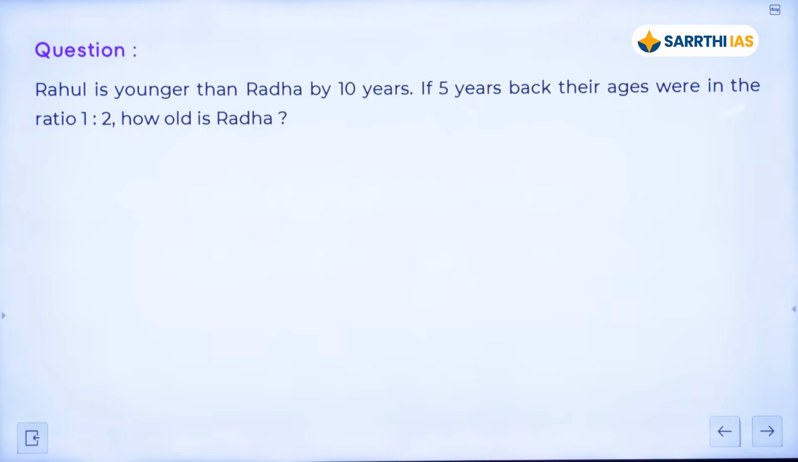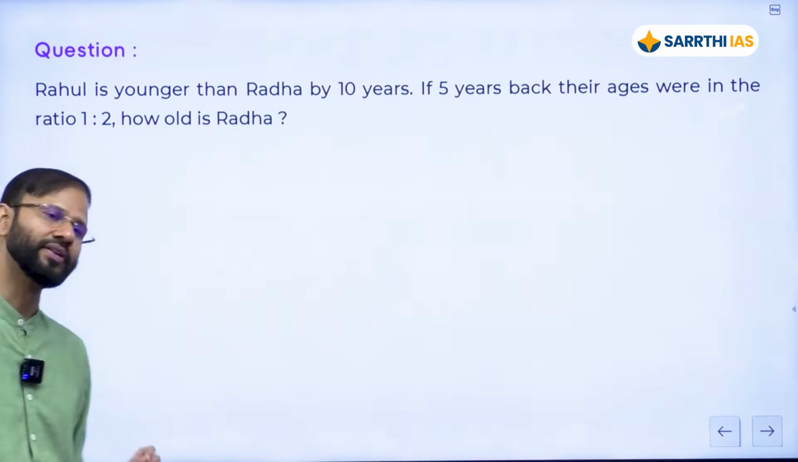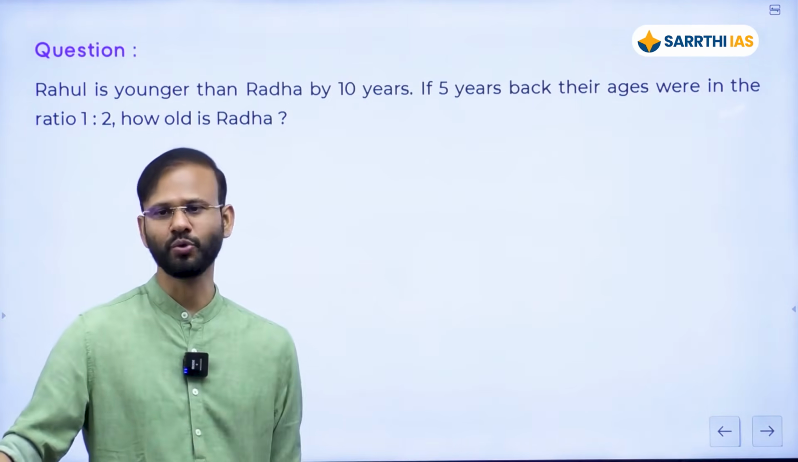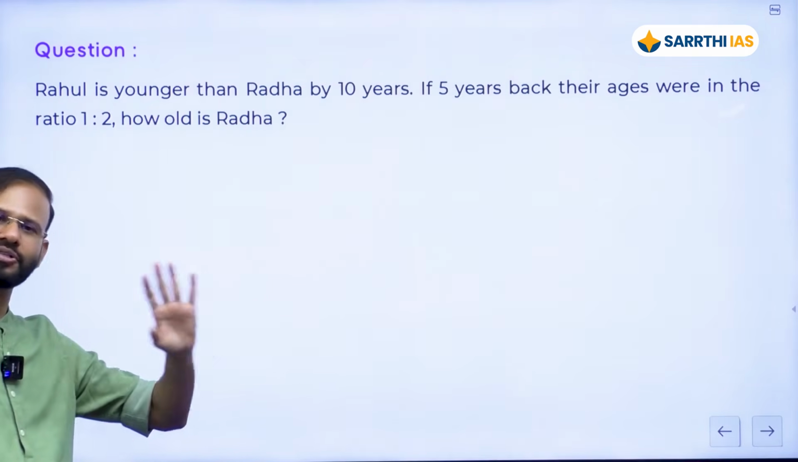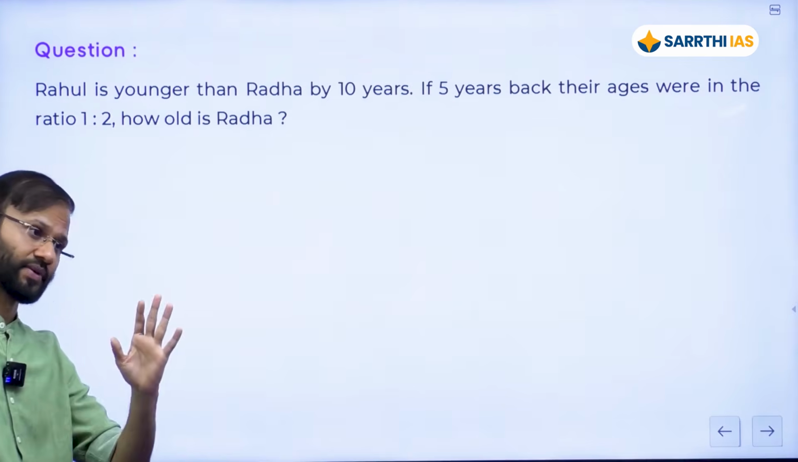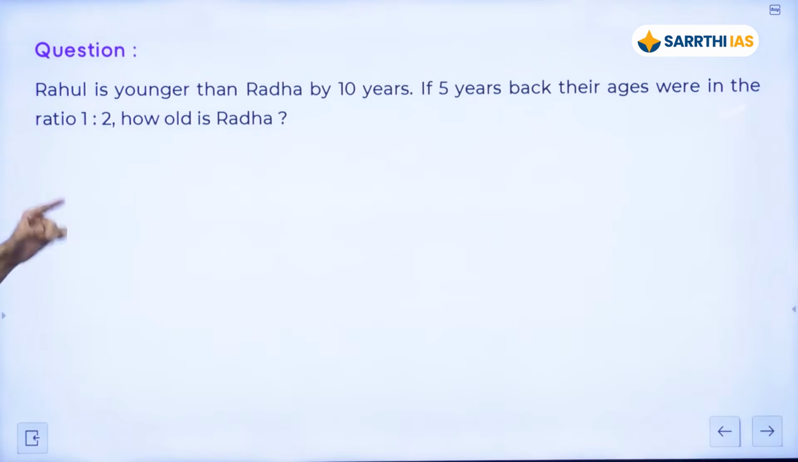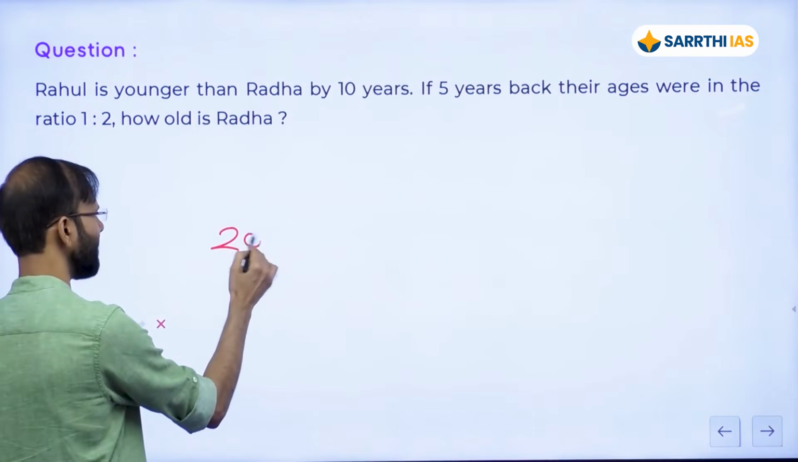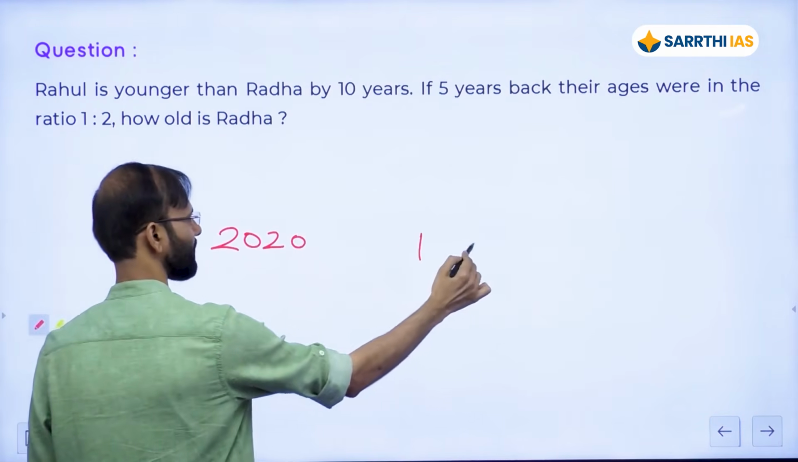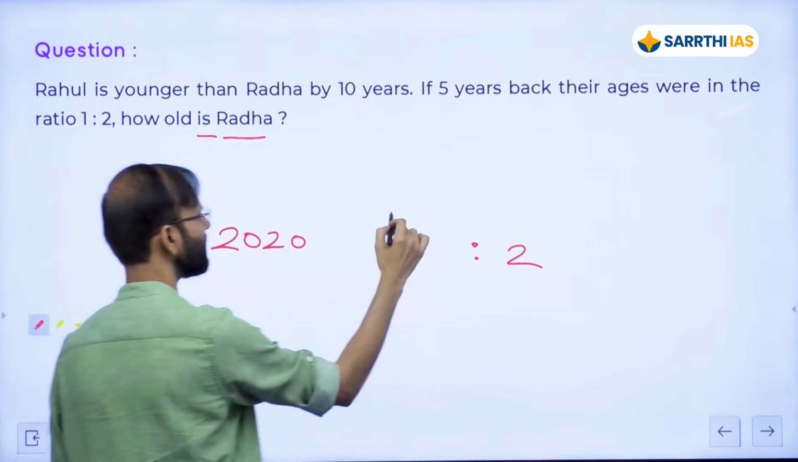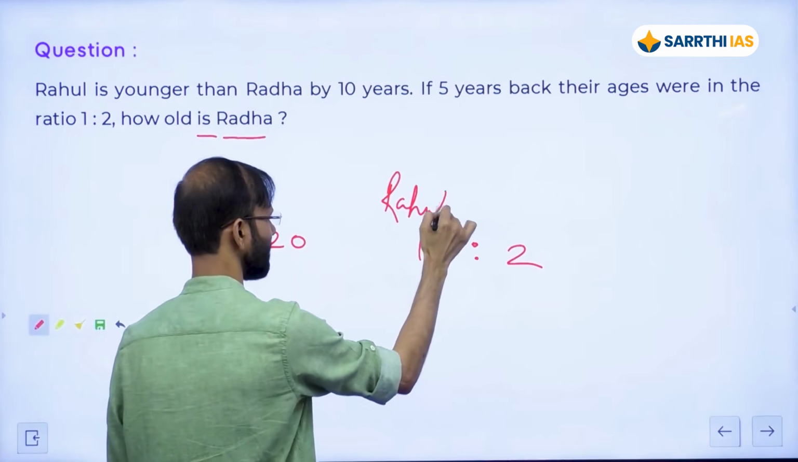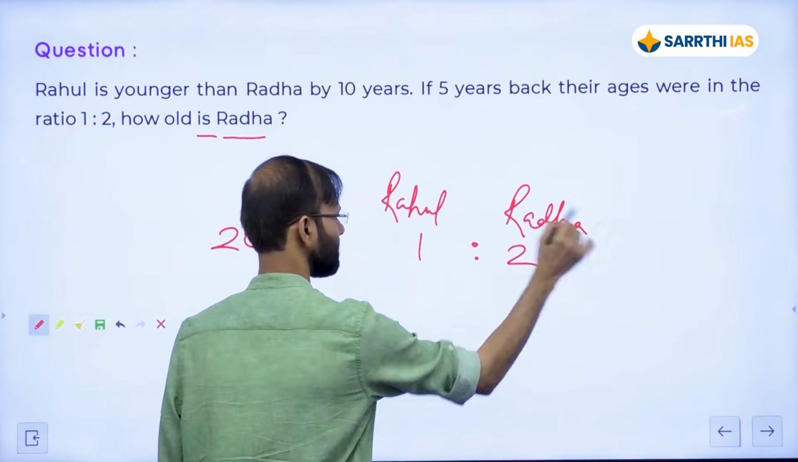अच्छा, देखिए एवरीवन, समझिए. Question is saying Rahul is younger than Radha by 10 years. Everyone, the difference between the ages of 2 persons does not change with time. ठीक है? So always the difference of the ages would be 10 years. Always. Right? Question is saying 5 years back their ages were in the ratio 1:2. Guys, 5 years back, let's say it is 2020. Right? Radha is younger or Rahul? Rahul is younger. So this is Rahul and this is Radha.